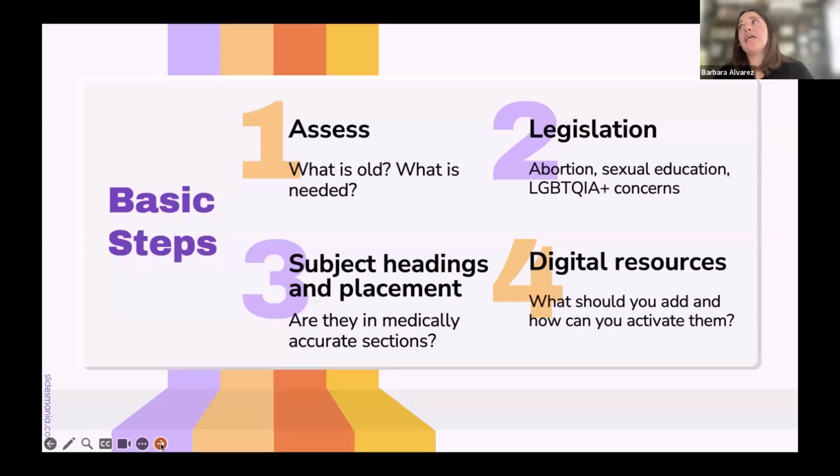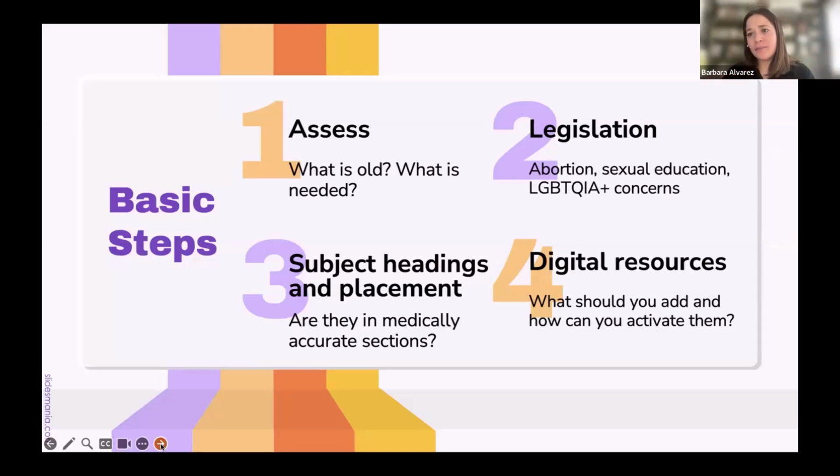I remember I worked at a library once where our sexual and reproductive health information was really limited to pregnancy, and I think we had the Joy of Sex book or something like that. We didn't have all these other topics. So what is old and what is needed, based on that previous list we looked at? Miscarriages, sterilization, sexually transmitted infections, sexual violence, LGBTQIA plus information. What is needed and what is old?